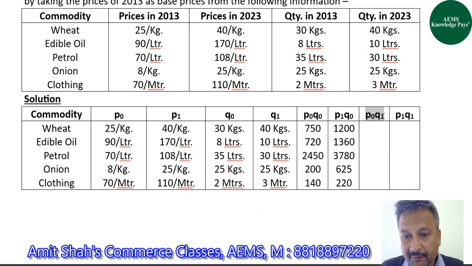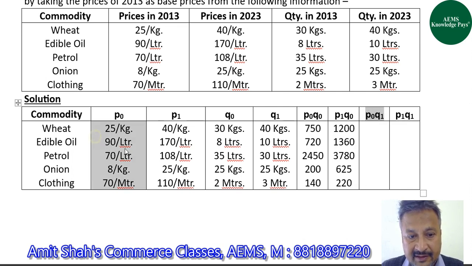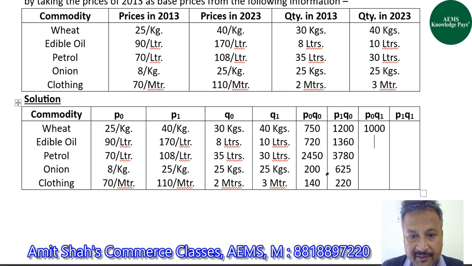Now the price of base year multiplied with the quantity of current year, that is this multiplied with this. So 25 into 40 means 1000, then 90 into 10, 900, then 70 into 30, 2100, 8 into 25, 200, 70 into 3, 210.